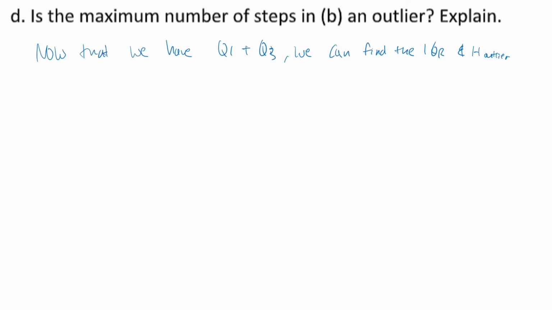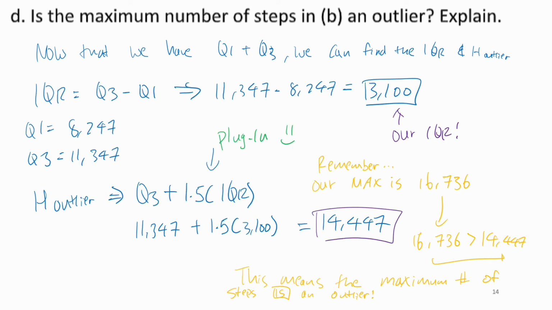Now that we have Q1 and Q3's values, we can find the IQR and high outlier. So the IQR is Q3 minus Q1. Plug in what we know, we get our IQR is 3,100 steps. Now we plug this into the high outlier formula. Q3 plus 1.5 times IQR. Plugging everything in, we get 14,447. Now remember, our maximum was 16,736, which is greater than 14,447. So this means the maximum number of steps is an outlier.